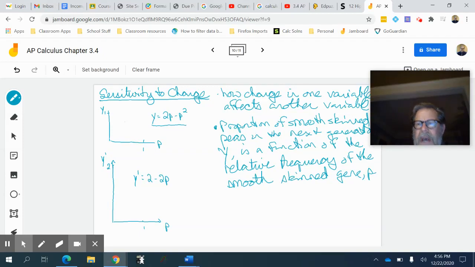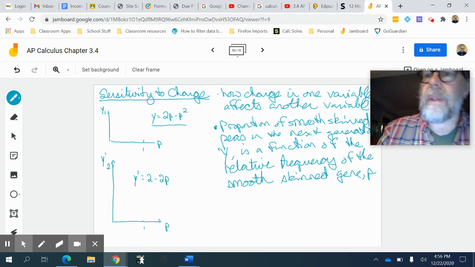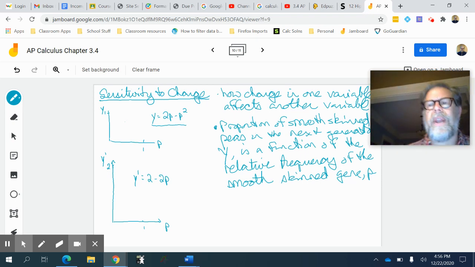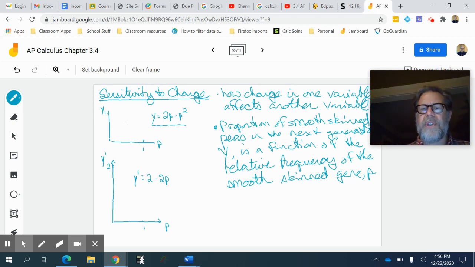All right. I want to talk about another application of calculus, and this is sensitivity to change. And the question here is how sensitive to a change in one variable is another variable? So, how does changing one variable affect another one? And this is used pretty frequently in industrial engineering, medicine.